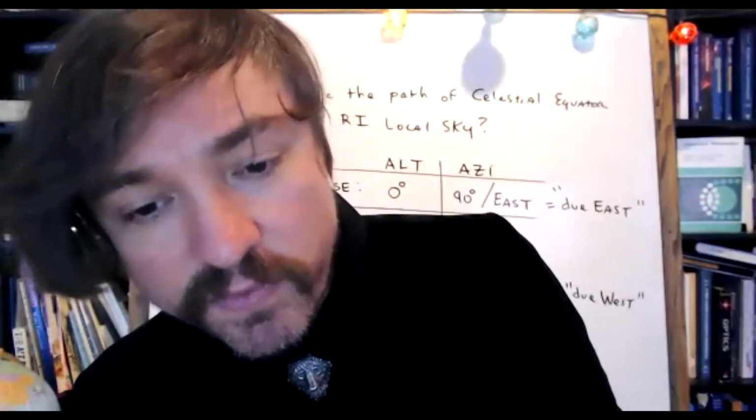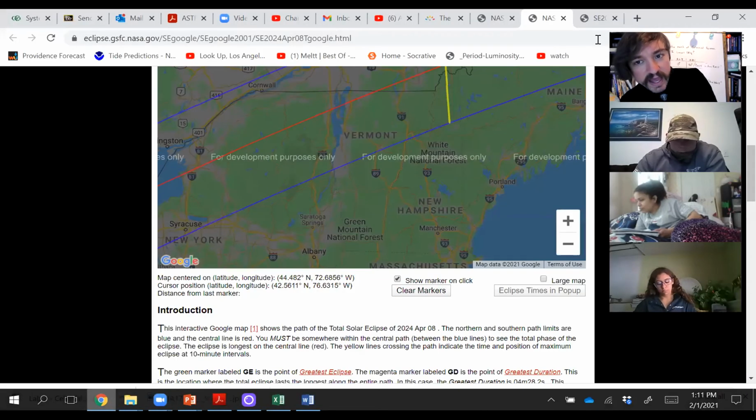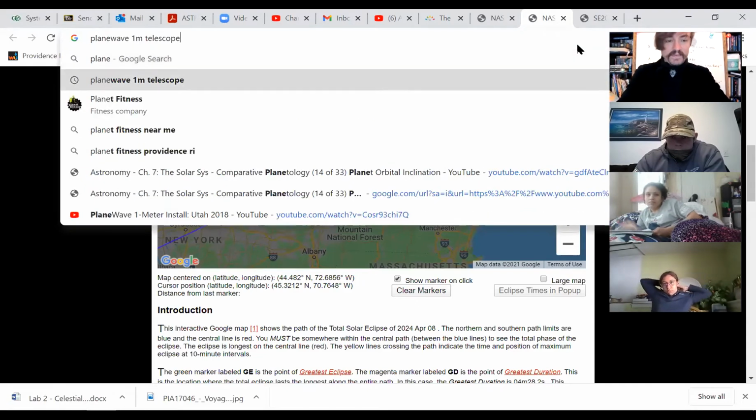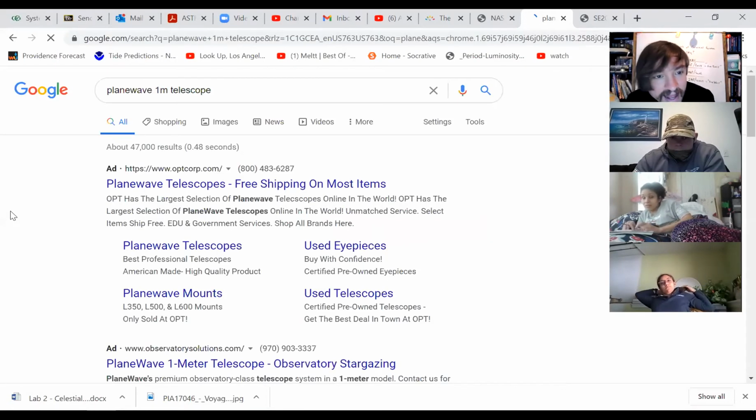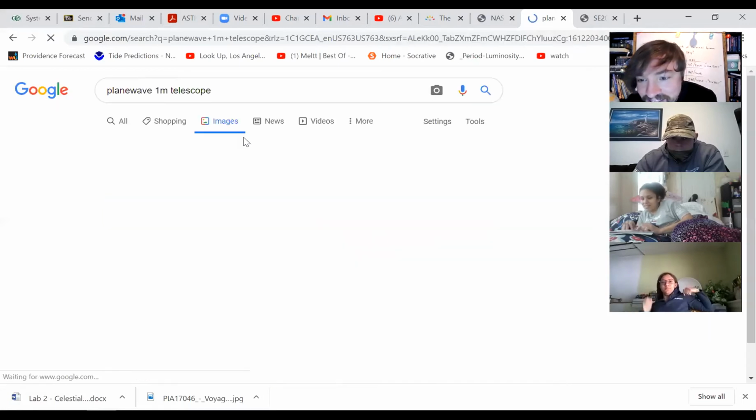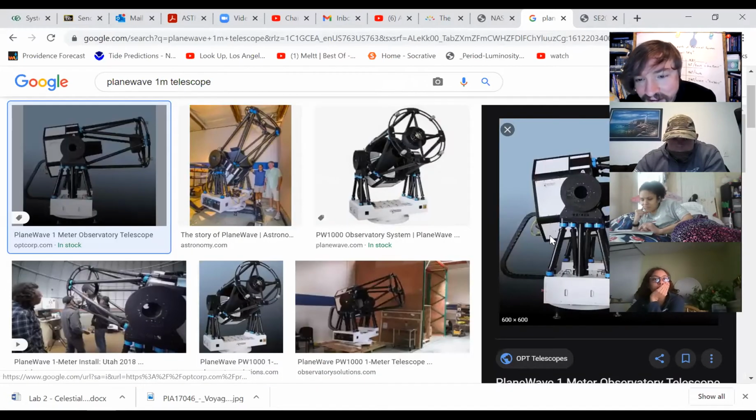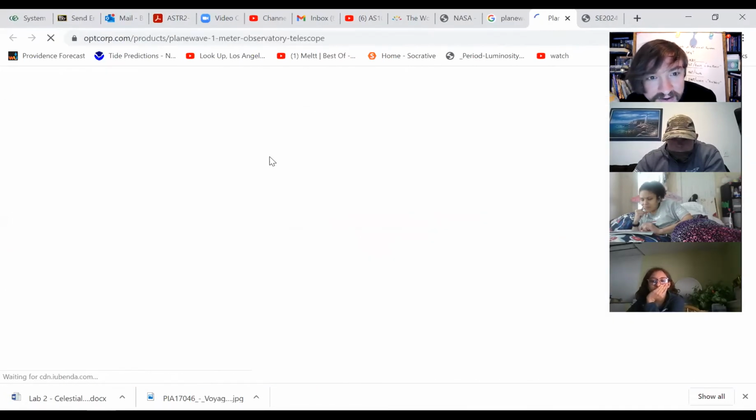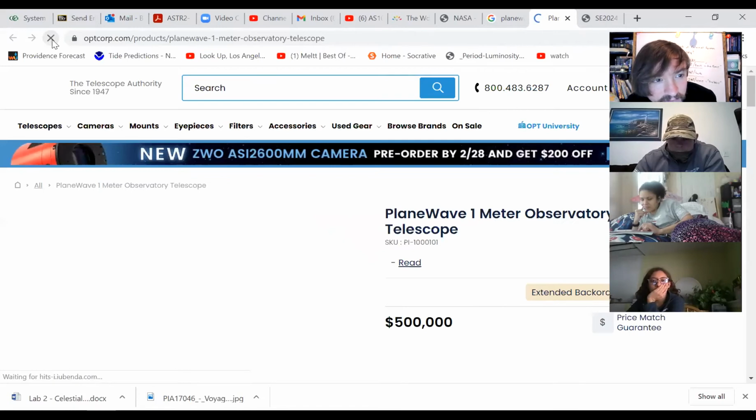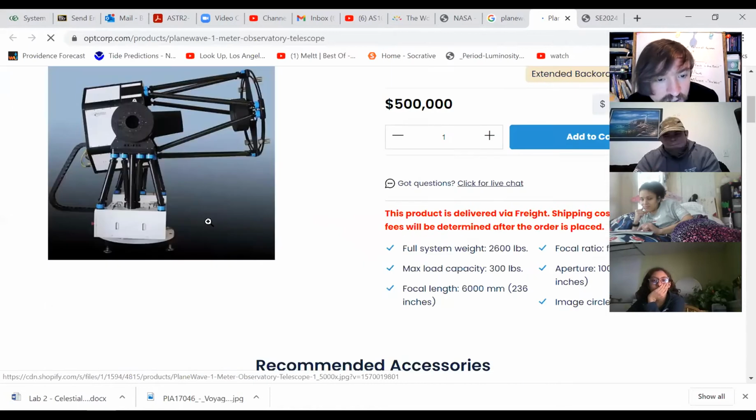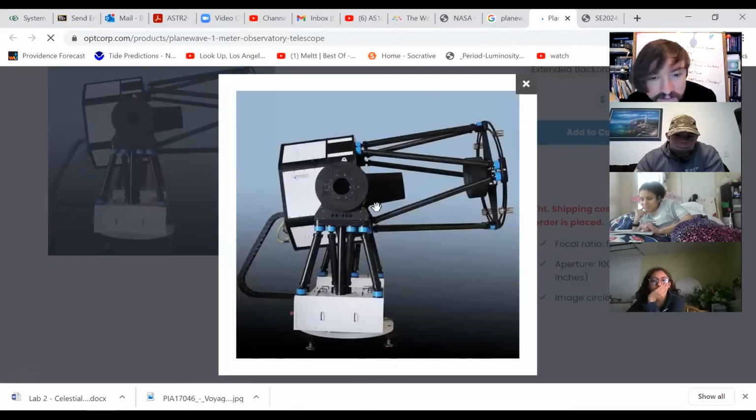I can't remember if I told you this last time, but the horizon system is used by astronomers even sometimes when they have fancy telescopes. Like, check out a piece of hardware that really gets my juices flowing at night. And that's a PlaneWave 1 meter telescope, okay? Oh, what I wouldn't do to have my very own PlaneWave 1 meter telescope at the Jacobi Observatory. This is much bigger than the telescope we have. It's only $500,000. So perhaps you guys might think about buying me a Christmas present sometimes.